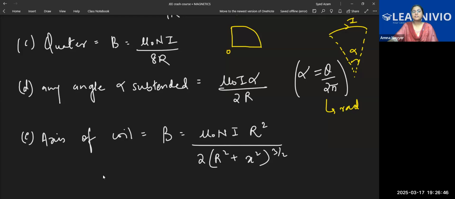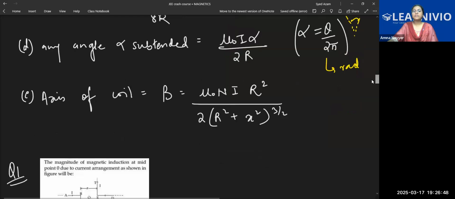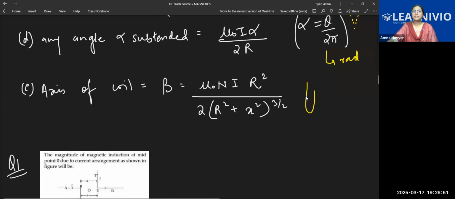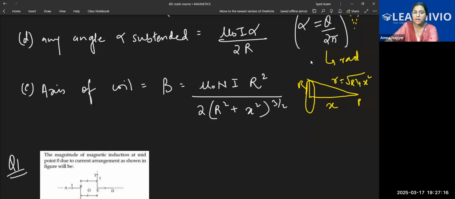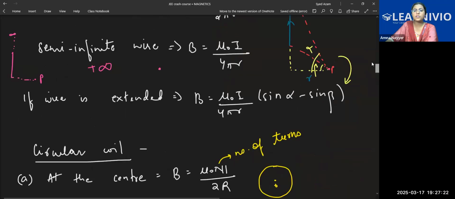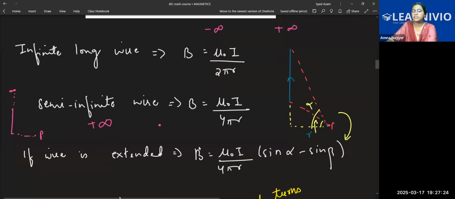And axis means, see, when we are talking about the axis, this is the circular coil and this is the axis, the central axis. So this separation is x from this point P. This is small r, the radius, and capital R is equal to under root r square plus x square. So this is the formula: mu naught N i r square divided by 2 into (r square plus x square) to the power 3 by 2. So let's see some numericals from this, but these formulas are very important. So just write down the formula at least.